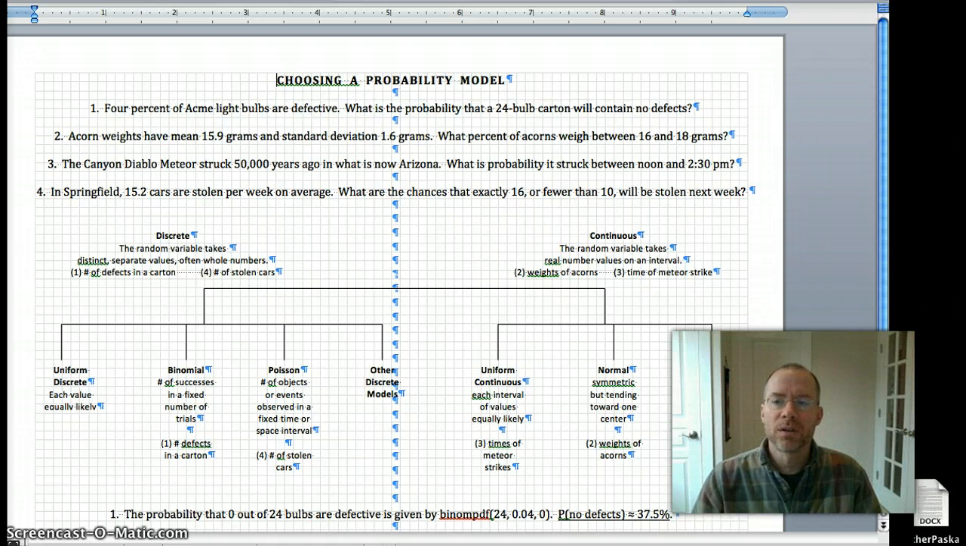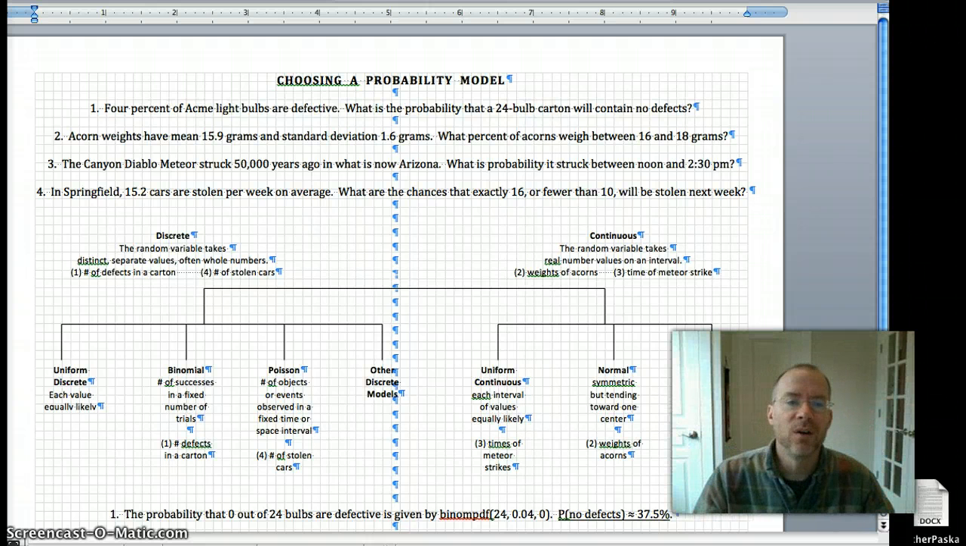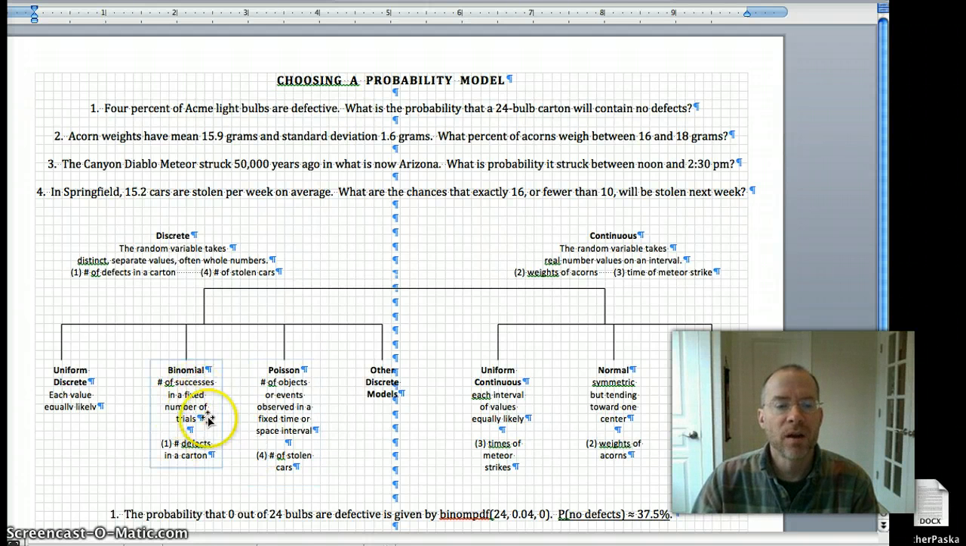So I think this is a binomial situation because I'm thinking about a fixed number of trials. Each of the trials is a Bernoulli trial, meaning it's got just a dichotomous outcome. It's either success or failure. And this is kind of weird, but in this case, I think we'd consider getting a defective bulb as a success, right? Sometimes success isn't necessarily a good thing in these problems. So what we have is 24 trials. The probability of success in every case is 4% of getting a defective light bulb. So this is an example of a binomial distribution, okay? And I'd go through that process with each of these.